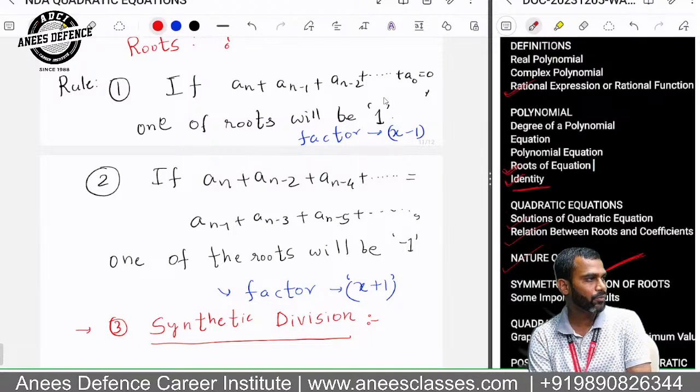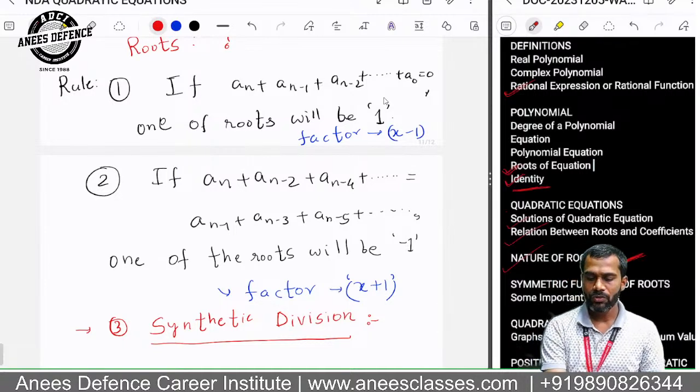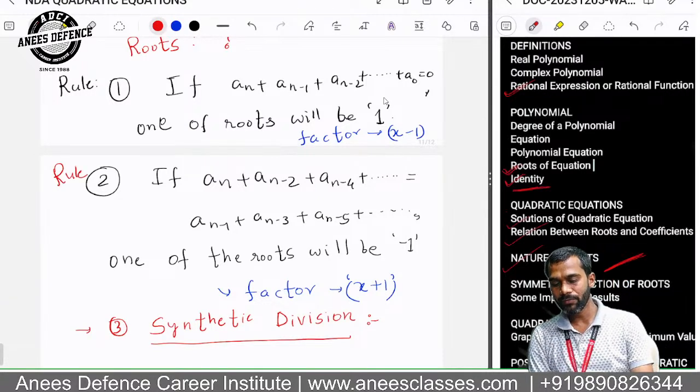If options are given, what can we do? We can directly substitute the values. But still, these two rules are very crucial, very important. Yes or no? So rule number 2, I hope it is clear. Now, what is synthetic division?